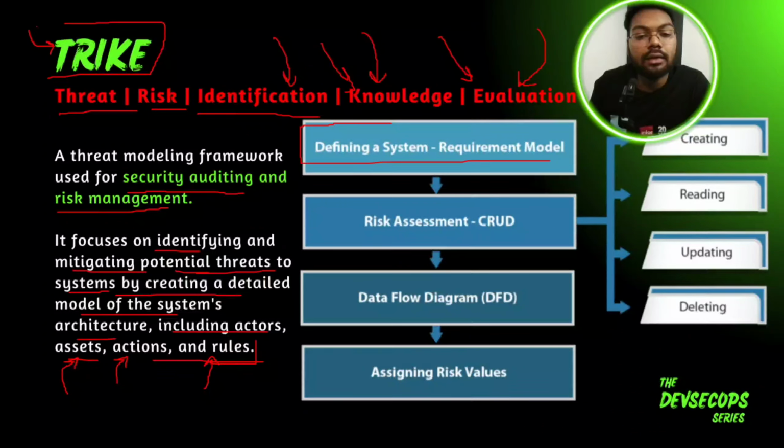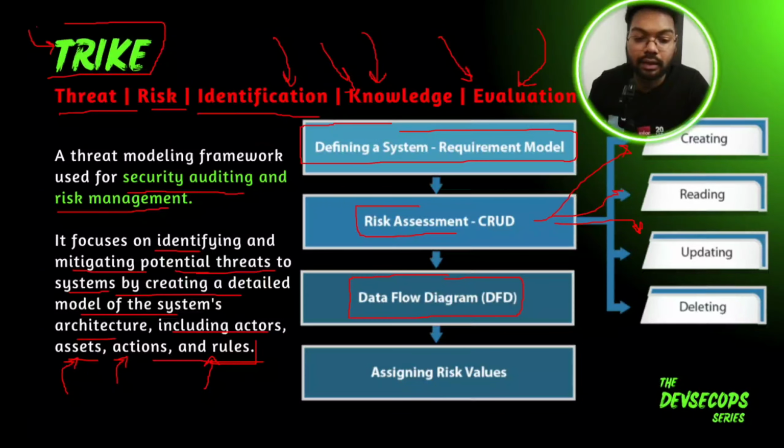For defining a system requirement model, then risk assessment, we have to create, read, update and delete all the different data that we have. We have to create a data flow diagram. A data flow diagram shows where data is originating, where it is being stored, and how it is passing through your entire application. You have to see this and then add measures such as encrypting the data, storing it securely, and encrypting it in transit as well. So you have to safeguard it in all of these places where the data is flowing. And then assessing risk values.